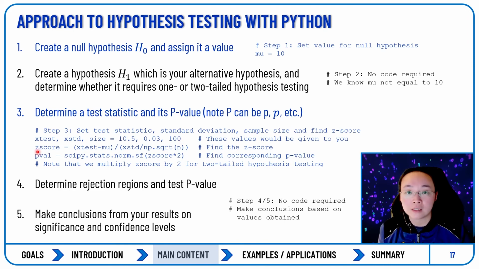Then you're going to calculate the z-score based on the equation we presented before. It's going to be the difference between your measurement and the expected null hypothesis value, divided by your standard error. So it would be your standard deviation divided by the square root of n. That gives you your z-score.